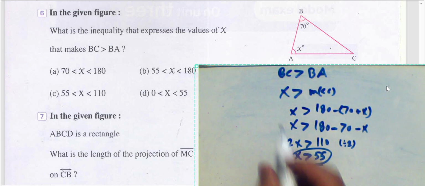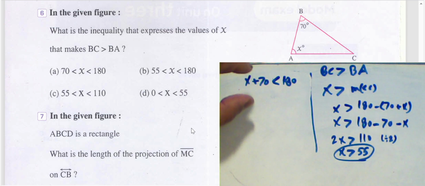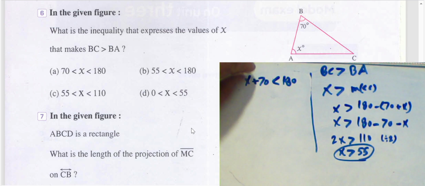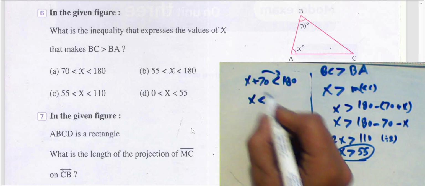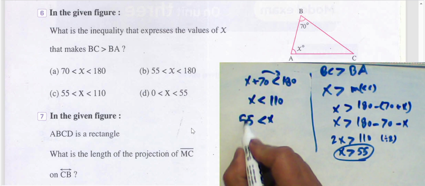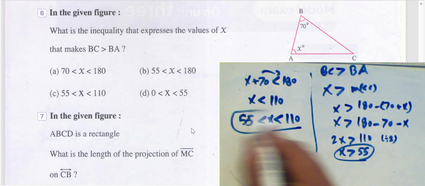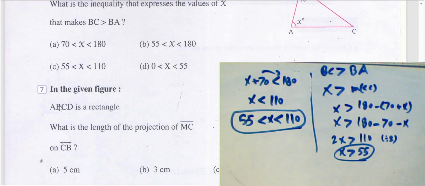That is the first solution. Second, we know X is less than 180. You must know this property: in any triangle, the sum of any two angles is less than 180, otherwise it's impossible. Then X is less than 180 subtract 70, which equals 110. Then X is greater than 55 and less than 110. Choose letter C.